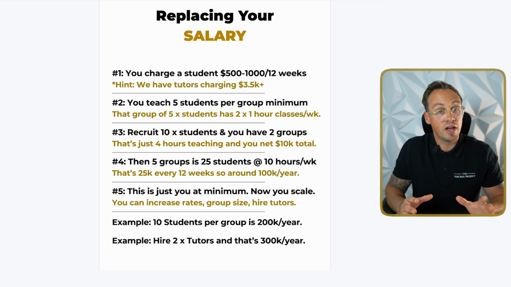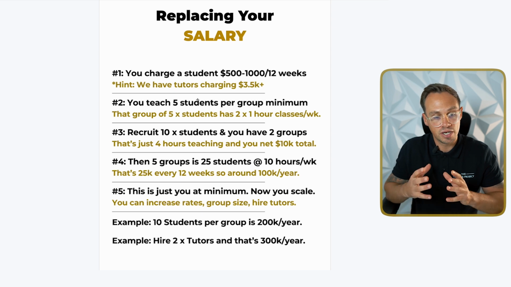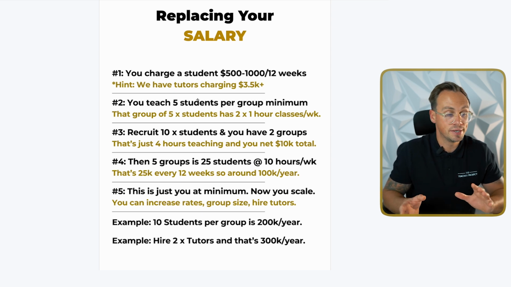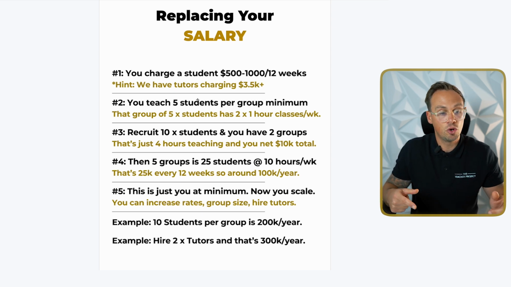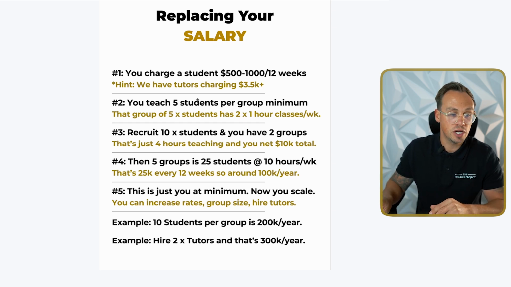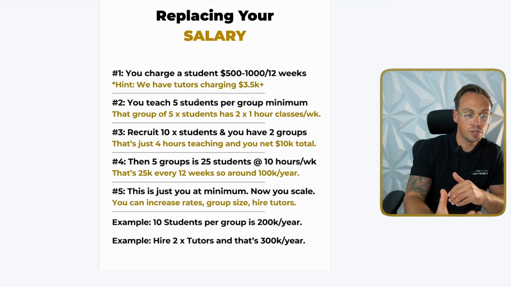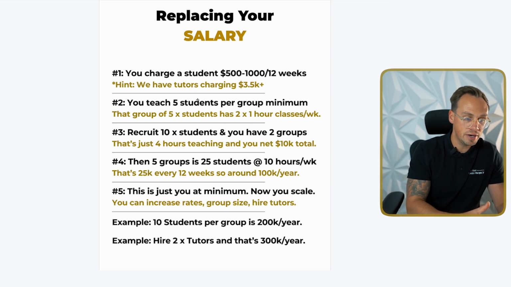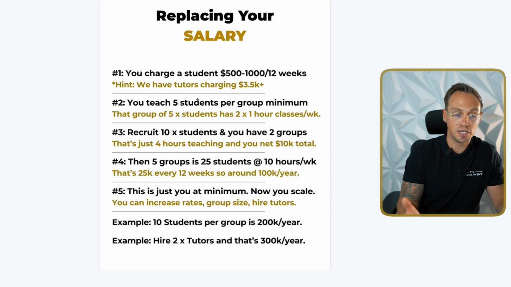So now you have 5 students in a group. You're enrolling 5 students into a group at minimum. They pay you $1,000 each, $5,000. They have 2 one-hour classes a week. It could be 1, as I said above, but let's say it's 2. That's 2 hours of teaching. So you continue to recruit 10 students at this in that monthly period. That's $10,000. You've got 2 groups with 5 in a group, 4 hours of teaching.